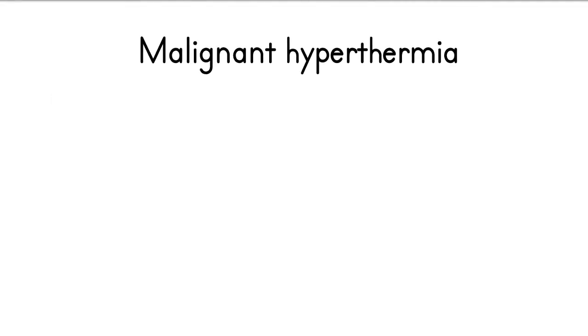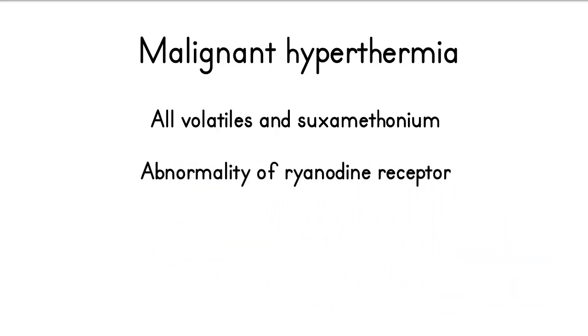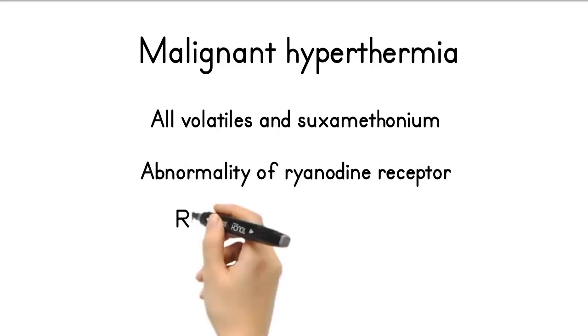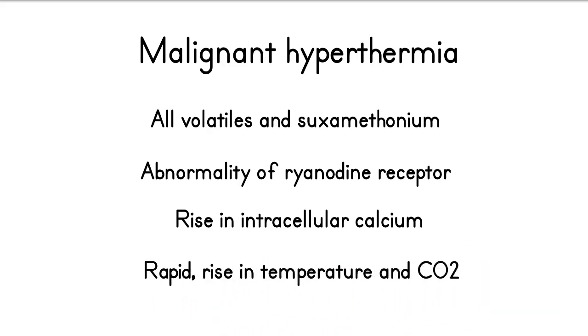Along with succinylmethonium, all volatile agents are potential trigger agents for malignant hyperthermia. This is a syndrome caused by a genetic abnormality of the ryanodine receptor. When susceptible individuals are exposed to trigger agents, there's a rapid rise in intracellular calcium, causing muscle rigidity, uncontrolled rise in temperature with associated rises in PaCO2 and metabolic acidosis. This syndrome is fatal if left untreated by cooling and administration of a therapeutic agent called dantrolene.